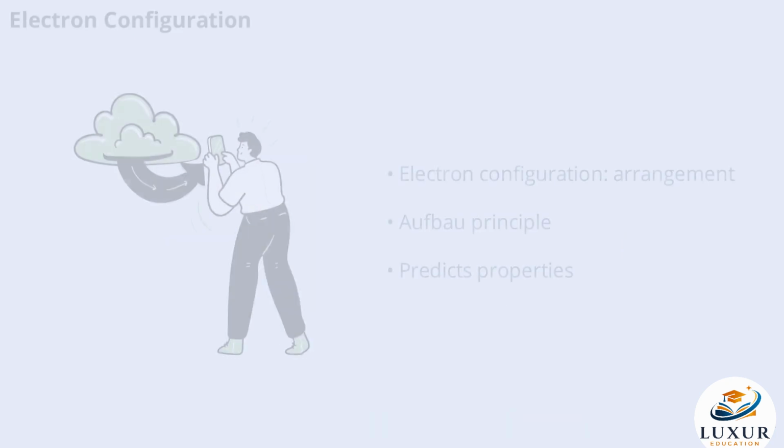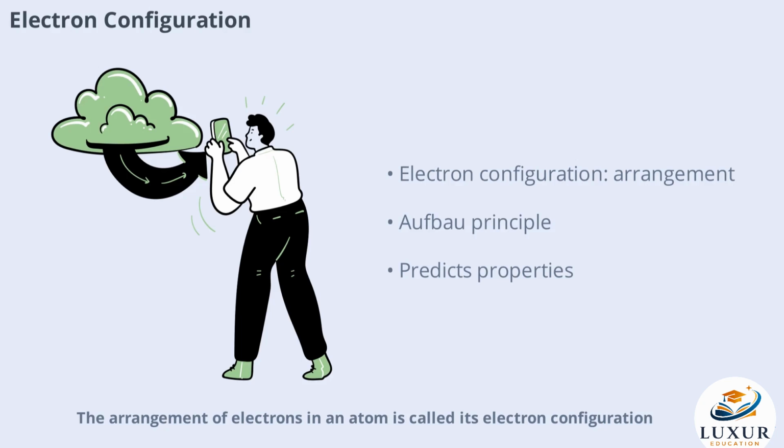The arrangement of electrons in an atom is called its electron configuration. Electrons fill orbitals in a specific order, starting with the lowest energy levels. The s subshell holds 2 electrons, p holds 6, d holds 10, and f holds 14. The order in which these are filled is called the Aufbau principle. Electron configurations explain why elements behave the way they do and help us predict chemical properties.